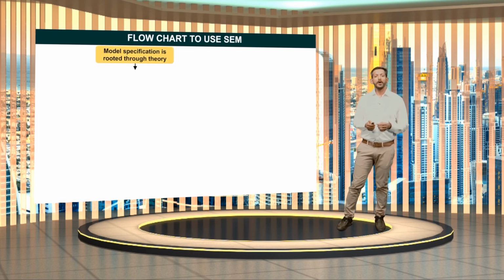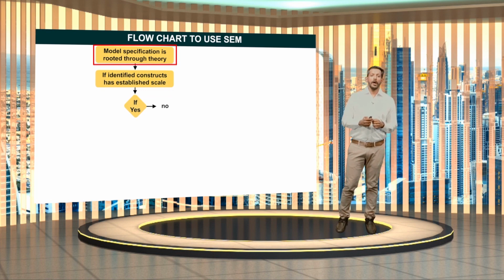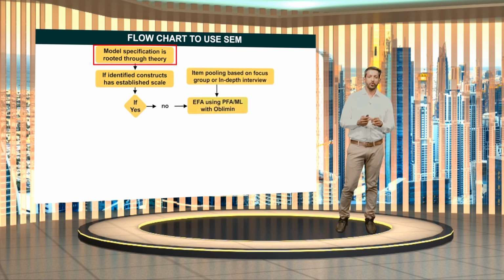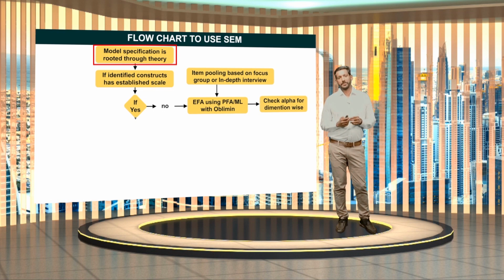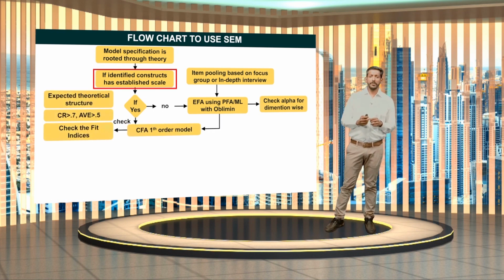In this slide, a flowchart on how to use SEM, we will focus on that. As a first step, model specification is rooted in theory. We have to check that. If it is there, the next step is whether the identified construct has an established scale.